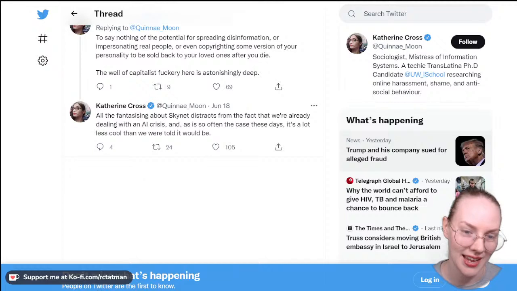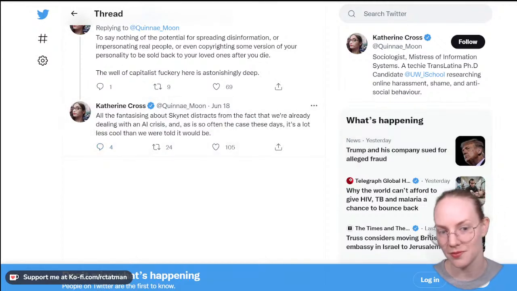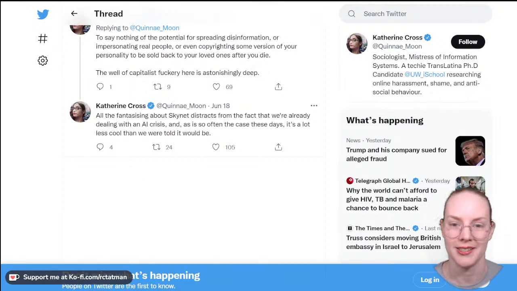And is this so often the case these days? It's a lot less cool than we were told it would be, which I think are just very well put points that I generally agree with, right? It's very comforting to believe in techno-solutionism and to believe that technology is doing a really great job and everything's fine.